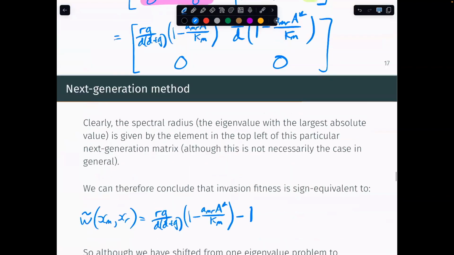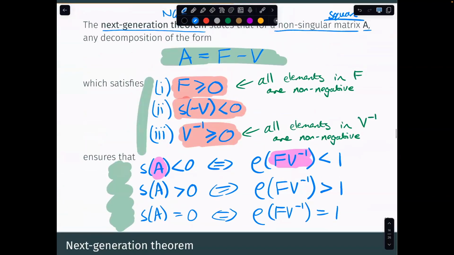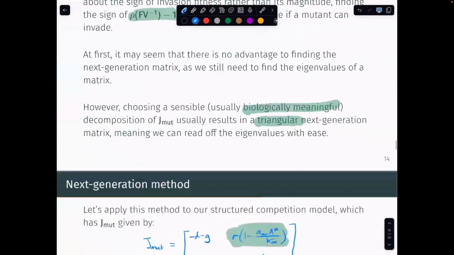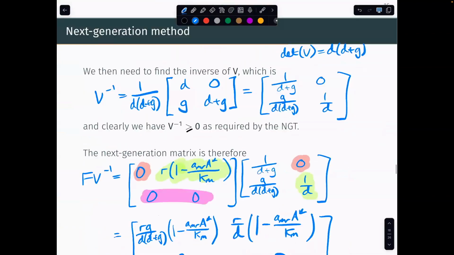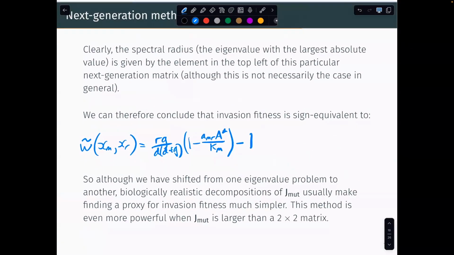This minus 1 is because we go all the way back up here for a moment. We've shifted the problem from the boundary where we care about being at 0 for our spectral bound to our spectral radius, where the boundary is at 1. So if we just subtract 1 here, then the right-hand side is going to go to 0. That's why we can say our invasion fitness is sign equivalent to this fitness proxy. I call it a fitness proxy because it's not actually your invasion fitness. We've transformed the problem, but it has the same sign, and that's the thing that we care about.